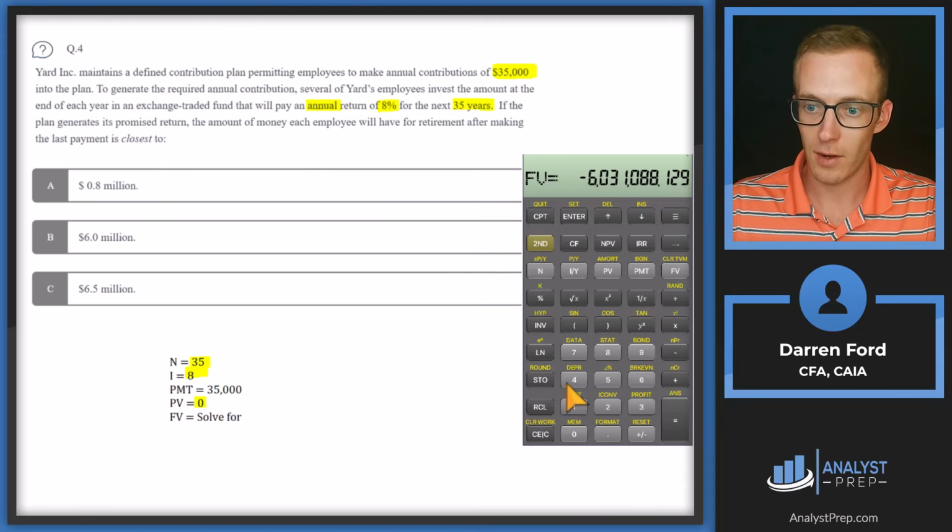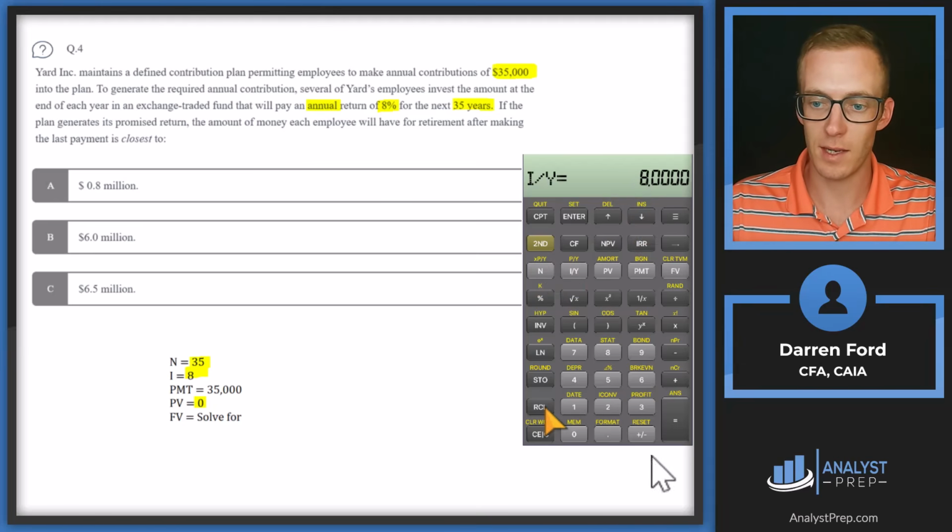So let me pull in the calculator again, and we will calculate this out. For n, we've got 35. Interest rate, we've got 8. Again, present value is currently 0, and then payment is 35,000. So when we compute future value, we get a little over 6 million, so 6.03 million. So that's going to be closest to answer B, 6.0 million.